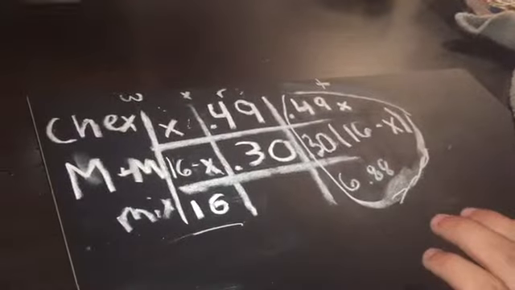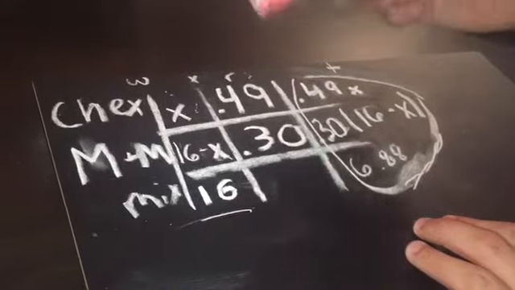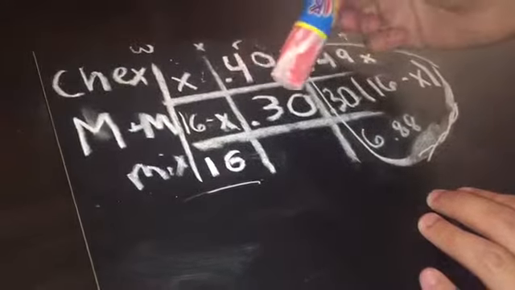The second column is going to be the cost per ounce. So for Chex, that's 49 cents. We're going to use 0.49. For M&Ms, that's 30 cents, so we're going to use 0.30.